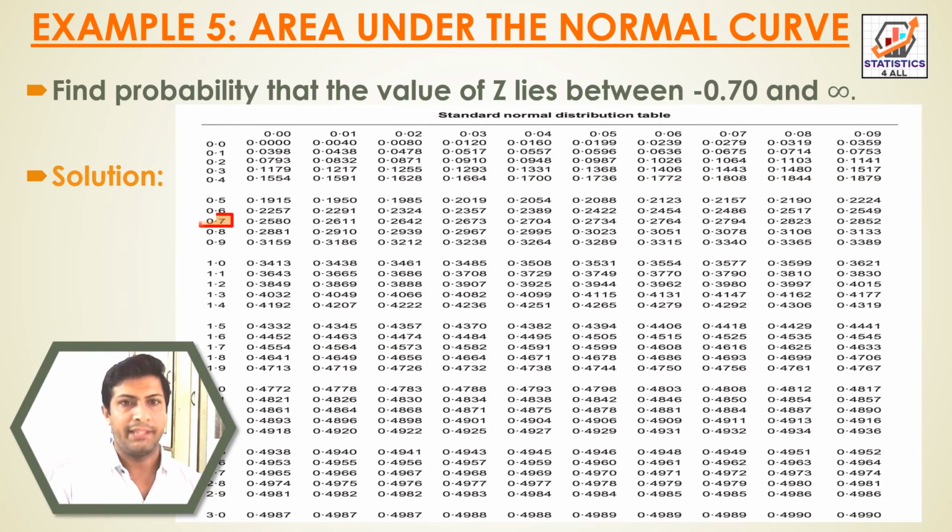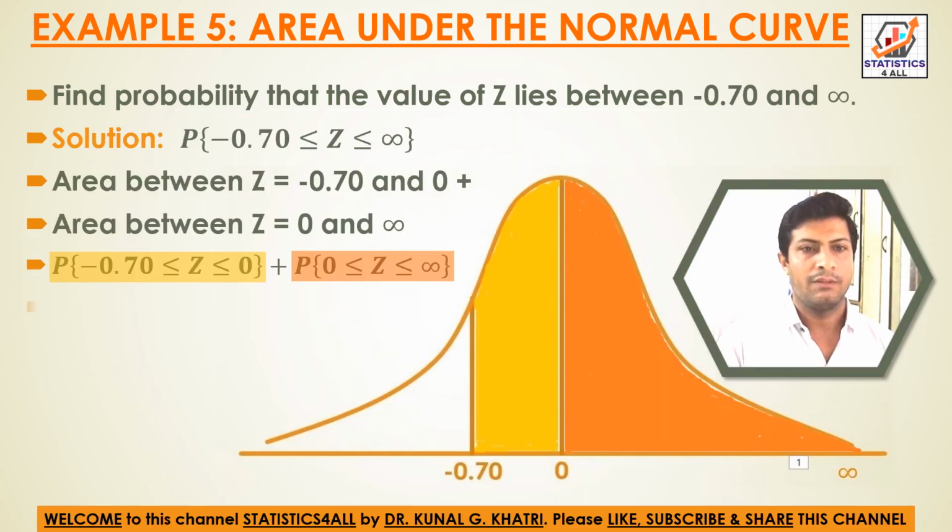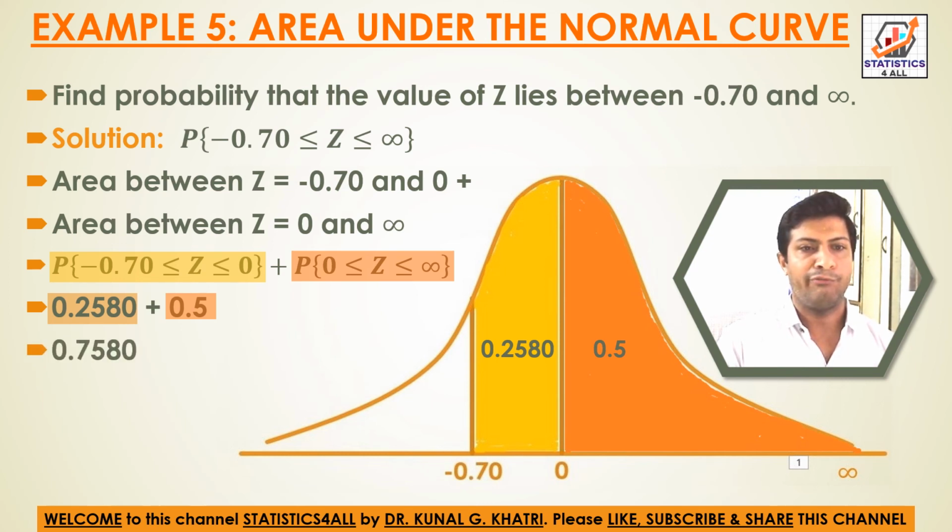Now finding the value from the table, for 0.70 we get the value 0.2580, plus, as you know, the half portion is equal to 0.5. So 0.2580 plus 0.5, that is equal to 0.7580. By adding both these areas, we get the value 0.7580.